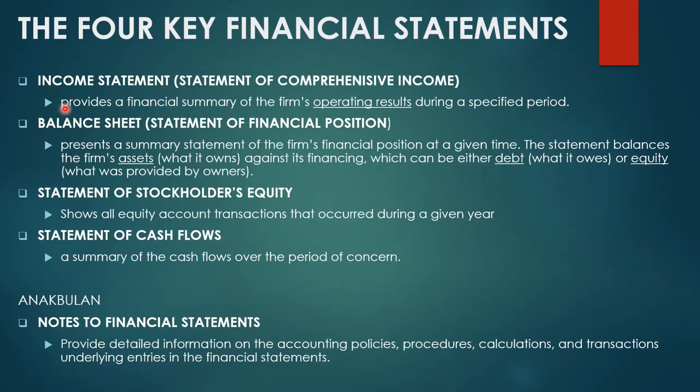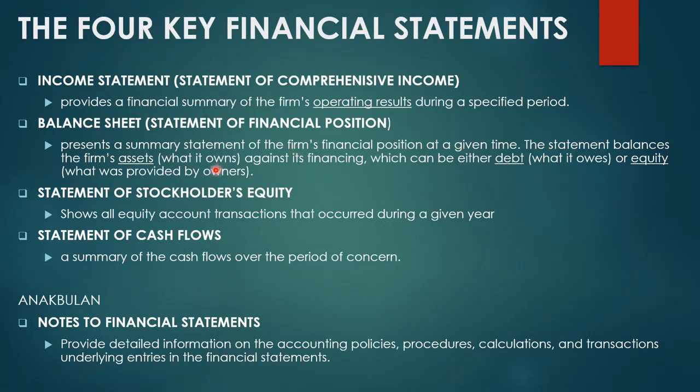Now, the four key financial statements. Ito, alam na natin ito, Accounting 201, siguro nasa atin ito. First is yung income statement or statement of comprehensive income. It provides a financial summary of the firm's operating results during a specified period. So, about the operations. Now, ang balance sheet or the statement of financial position, ang sa kanya naman daw, it presents a summary statement of the firm's financial position at a given time.